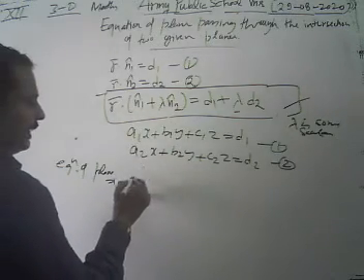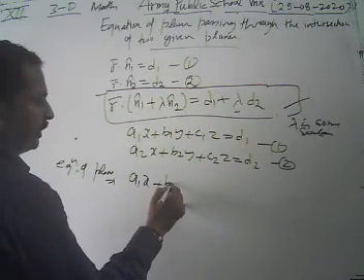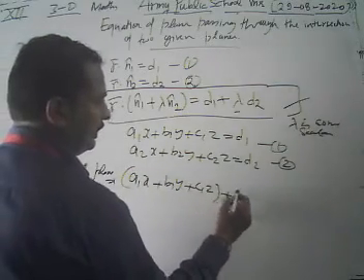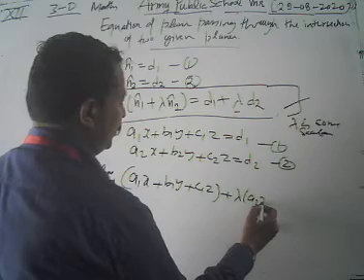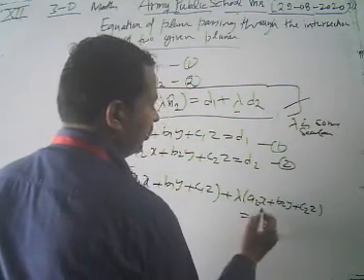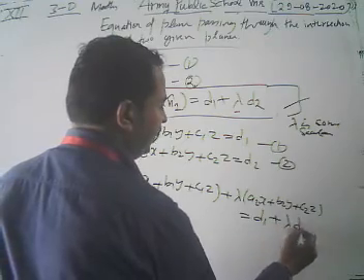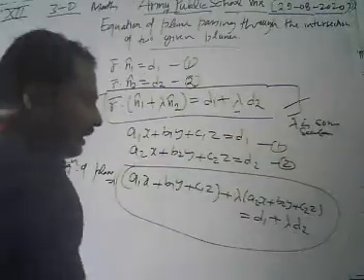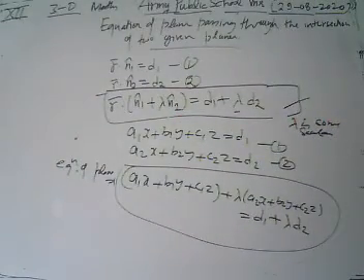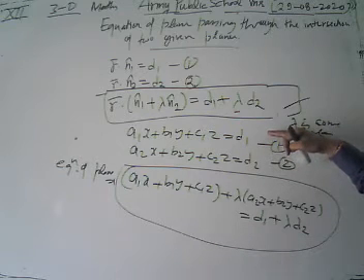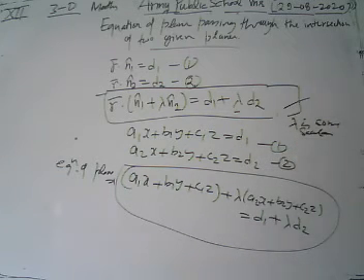The plane passing through the intersection of planes 1 and 2 is given by a1x plus b1y plus c1z plus lambda times (a2x plus b2y plus c2z) is equal to d1 plus lambda d2. This is our Cartesian form of the equation of the plane which passes through the intersection of these planes.